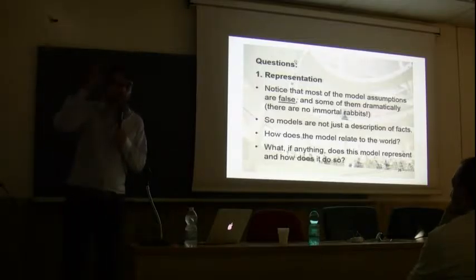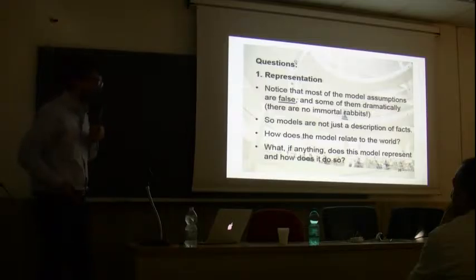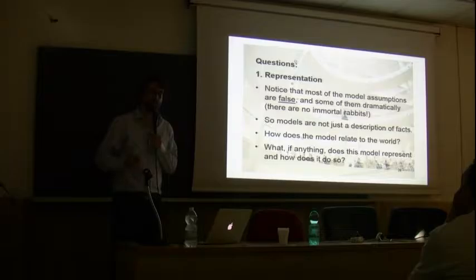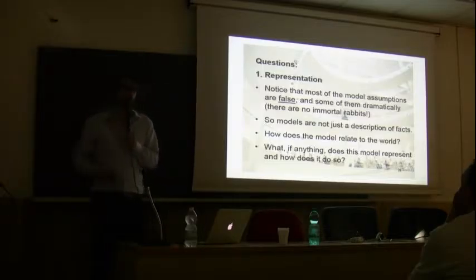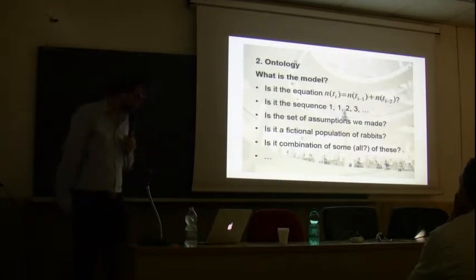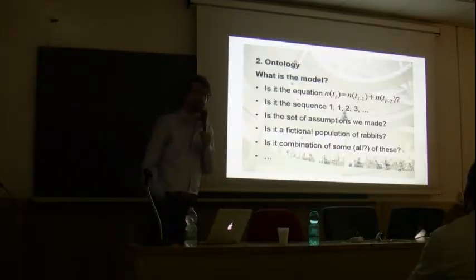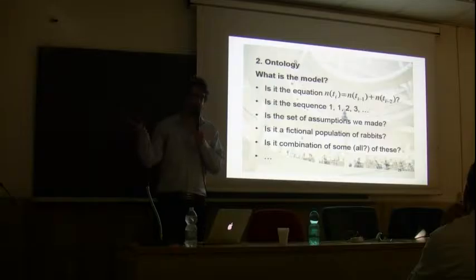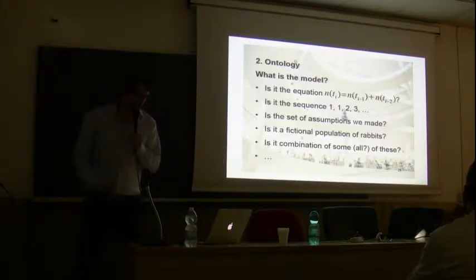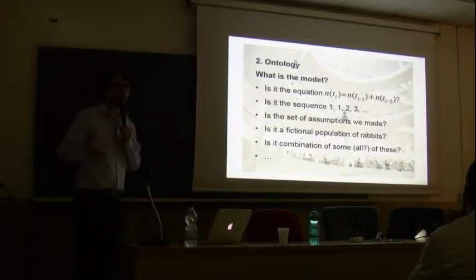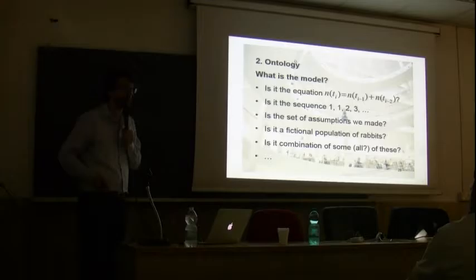And what I want to do now is give you a run through the philosophical issues that arise in connection with models and that philosophers who work on modeling work on. So the second is the ontological problem. So what is the model? We've been talking about rabbits and assumptions and food supplies and whatnot, and we had an equation at some point. So what exactly is the model? What are we talking about when we talk about the Fibonacci model?